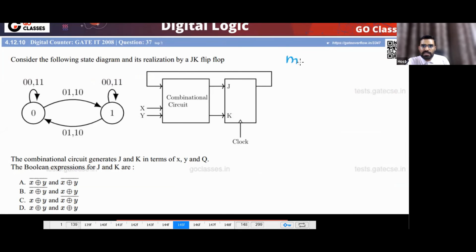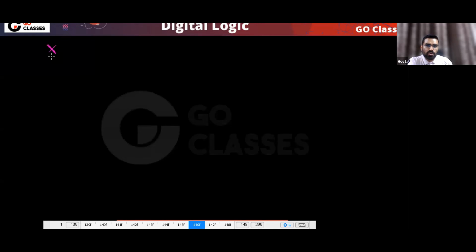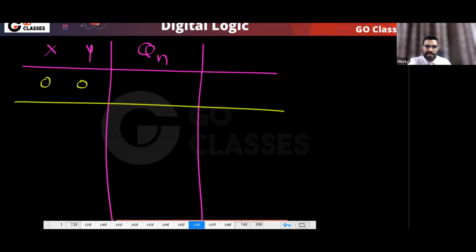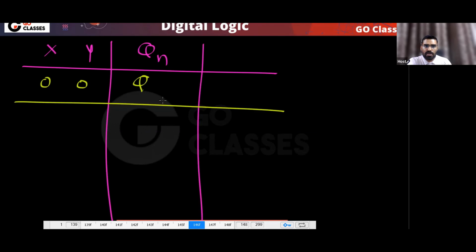Method number 3 is compare the xy flip-flop with the jk flip-flop. Let's compare them side by side. What is this xy flip-flop doing? For 0, 0, it is not changing state.